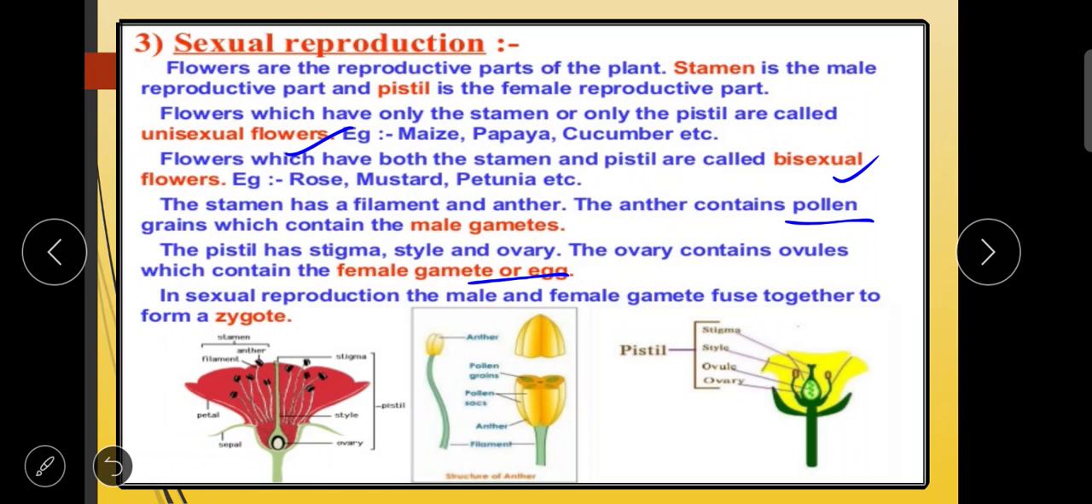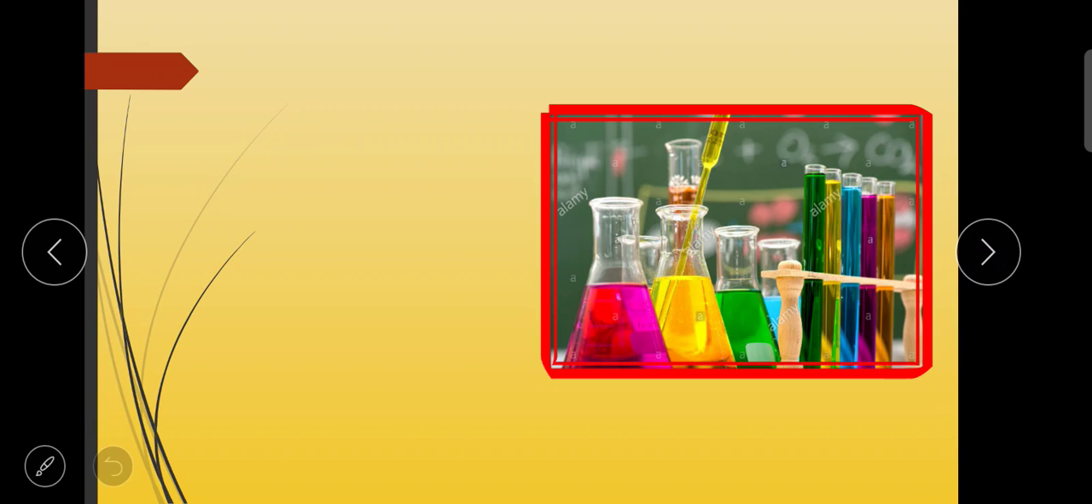In sexual reproduction, the male and female gametes fuse together to form a zygote. This zygote gives rise to a new offspring. In this manner, sexual reproduction takes place in plants. We will learn about sexual reproduction in more detail in the next video.